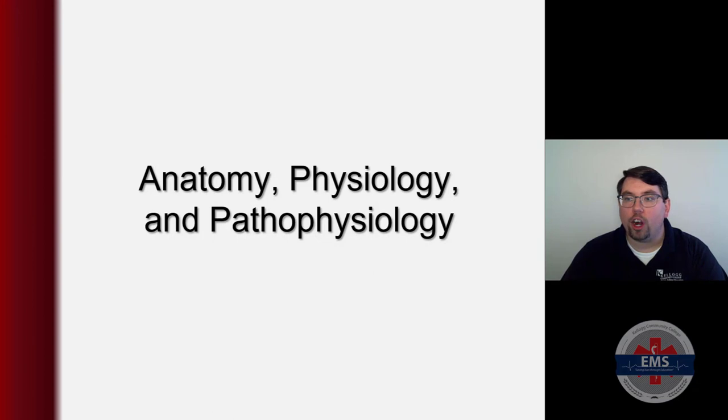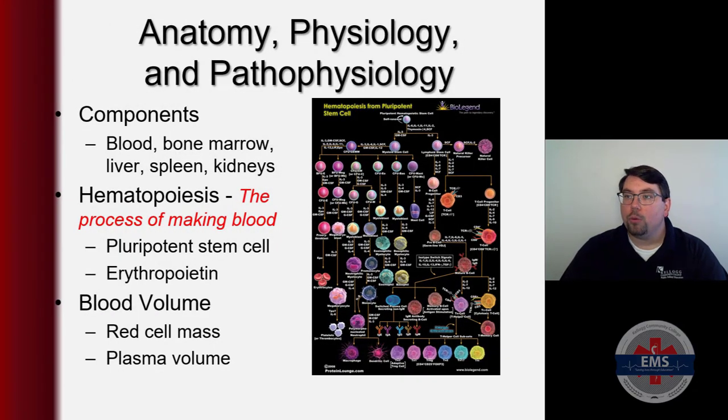Let's take a quick overview for our anatomy and physiology, along with some pathophysiology. Most of your lesson will actually be on Khan Academy, but we'll do a quick overview. We know that there's some different components of the hematological system, including the blood, the bone marrow, the kidneys, the spleen, and the liver. We know hematopoiesis, I can never say that, is the process of making blood, and those are talking about the pluripotent stem cells and erythropoietin and how those are created.